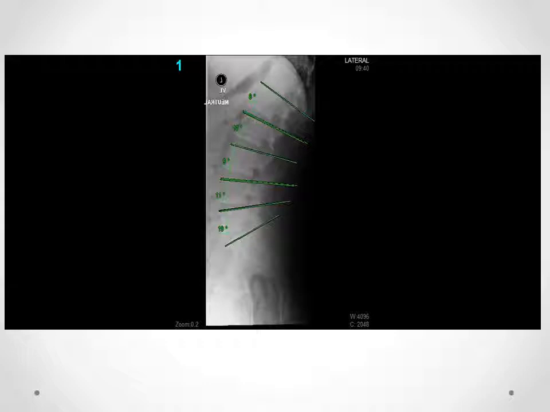I've next measured the intersegmental angle from L2 to L3. That angle measures -10 degrees. From L3 to L4 measures -9 degrees. From L4 to L5 measures -11 degrees. And from L5 to S1 measures -19 degrees.